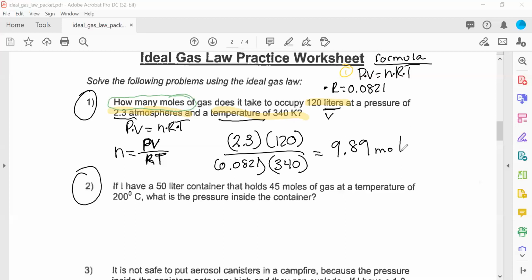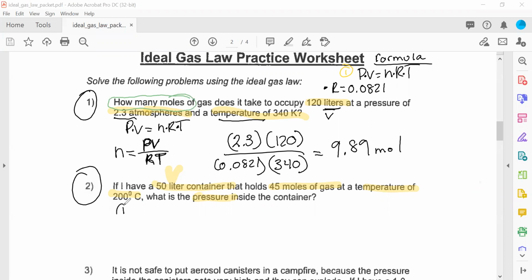Next one, if I have a 50-liter container that holds 45 moles of gas at a temperature of 200. Notice that it tells you 50-liter container. You do have to know this is volume. It already tells you that it's moles, and this tells you that the temperature is 200 degrees Celsius. What is the pressure? So you do need to know what the letters mean, because if you don't, then you're gonna have issues plugging stuff in the calculator.